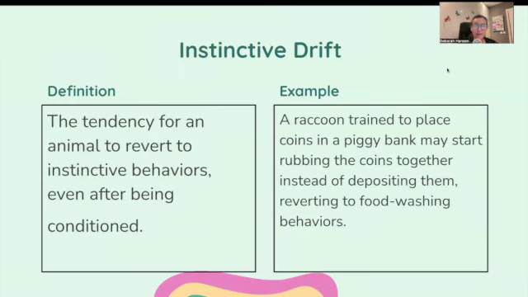Instinctive drift, the tendency for an animal to revert to instinctive behaviors even after being conditioned. A raccoon trained to place coins in a piggy bank may start rubbing the coins together instead of depositing them, reverting to the food washing behavior.